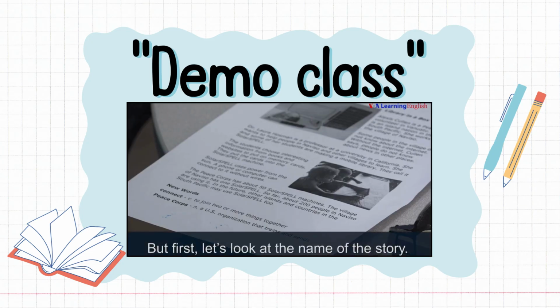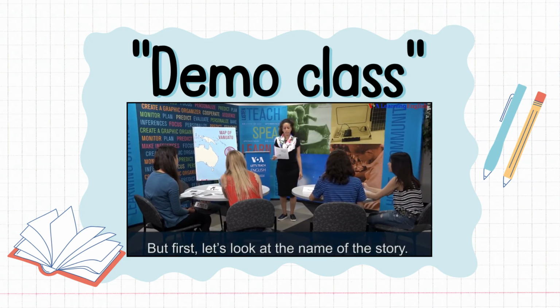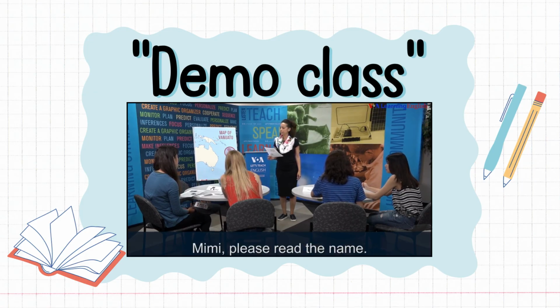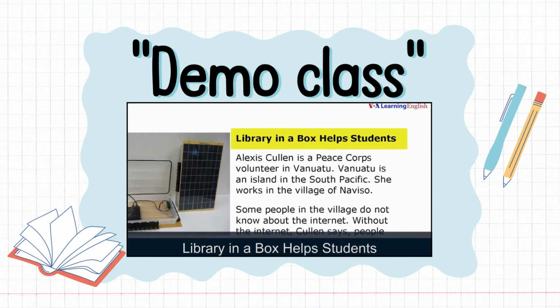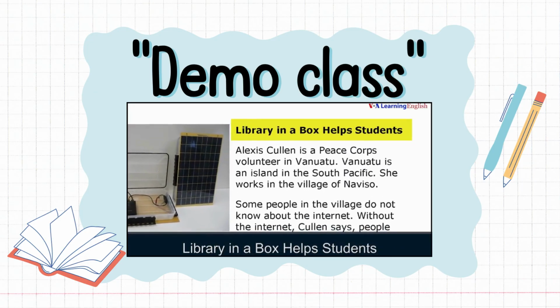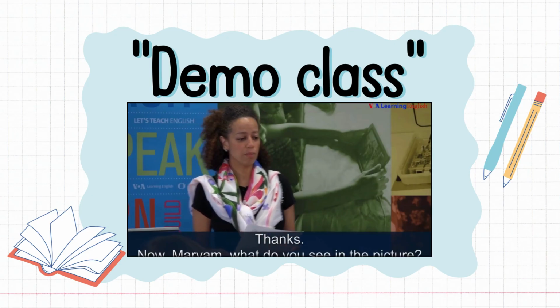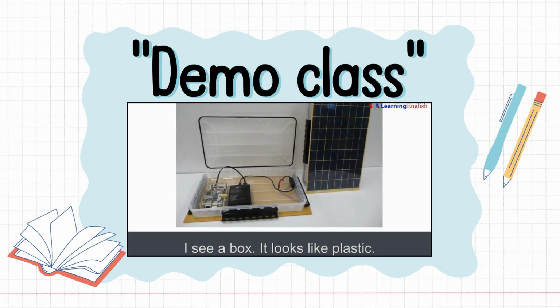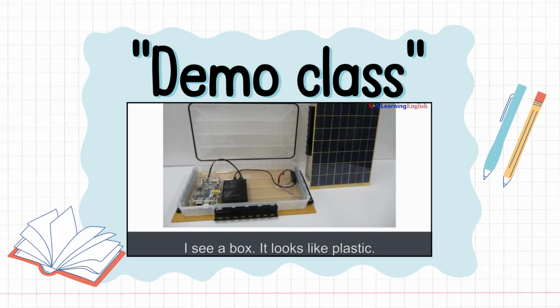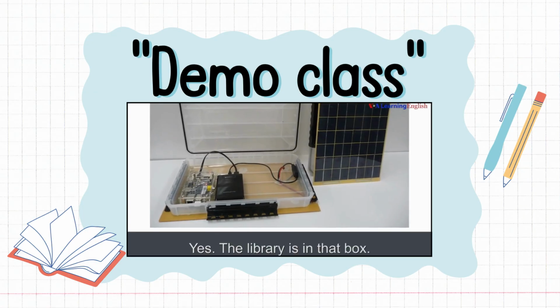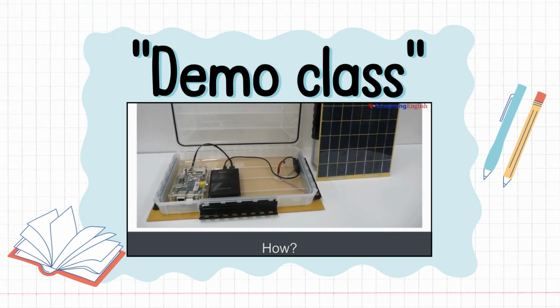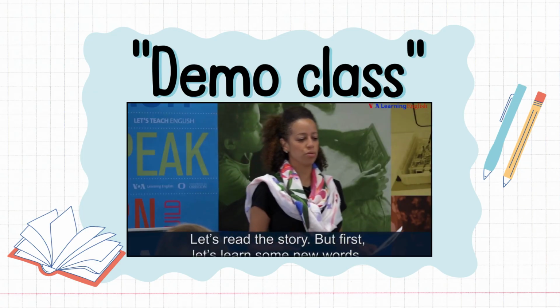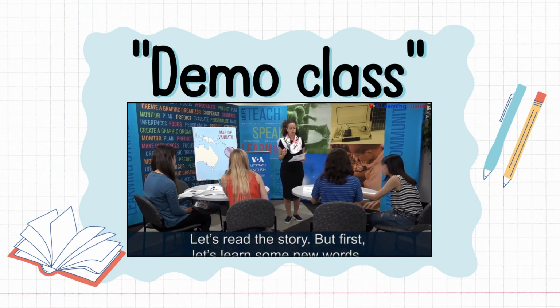But first, let's look at the name of the story. Mimi, please read the name. Library in a Box helps students. Thanks. Now, Mariam, what do you see in the picture? I see a box. It looks like plastic. Yes, the library is in that box. How? Let's read the story, but first, let's learn some new words.